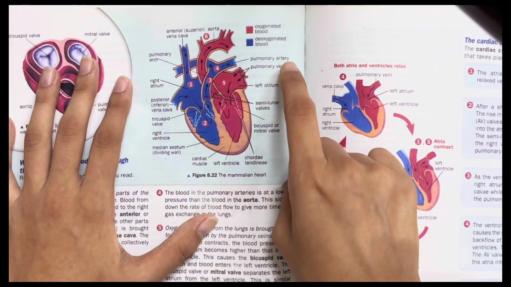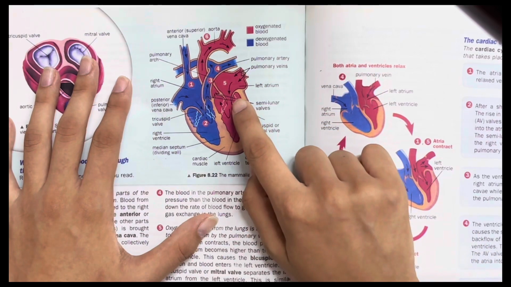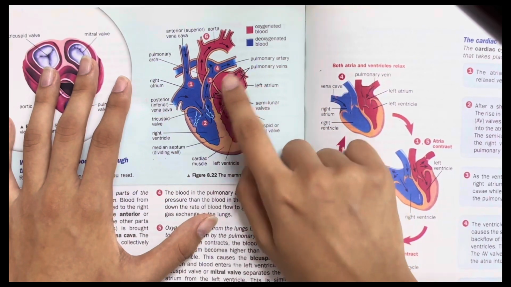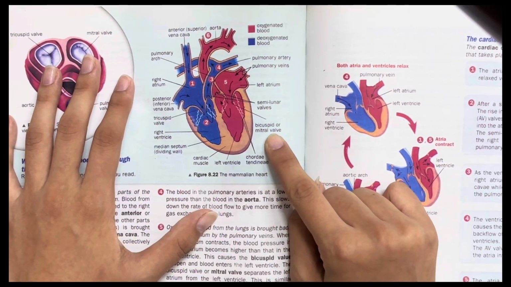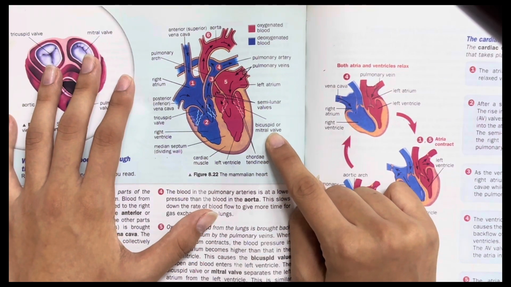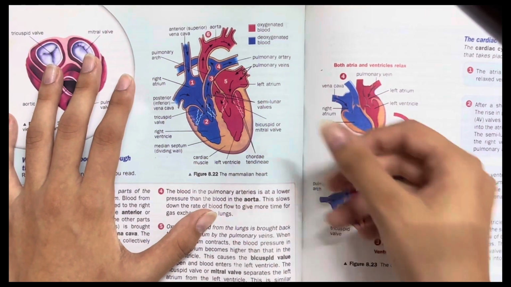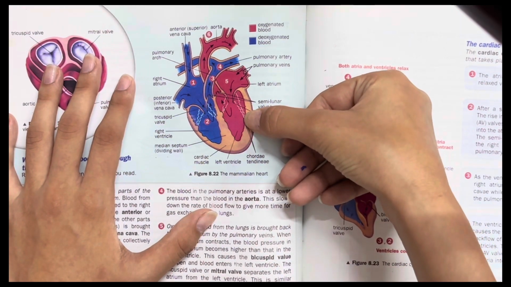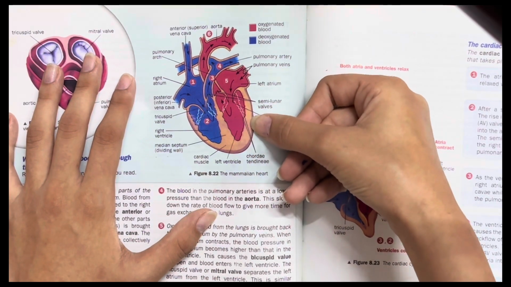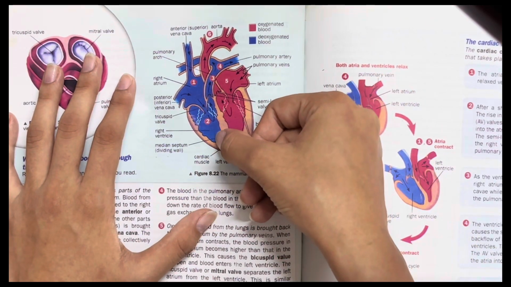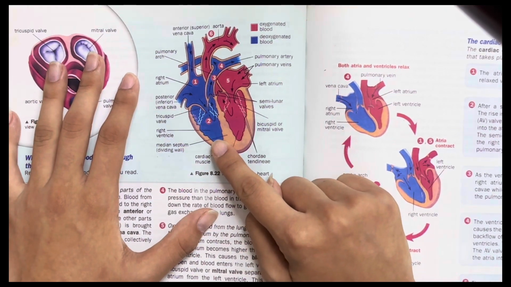From the lungs, the blood is brought back to the left atrium. From the left atrium, it enters into the left ventricle through the bicuspid or mitral valve. This valve prevents the backflow of the blood. From the left ventricle, the blood is transported to the entire body. The red color indicates oxygenated blood, as the left side of the heart receives the oxygenated blood from the lungs, whereas the blue indicates the deoxygenated blood, as the deoxygenated blood is received from the body.